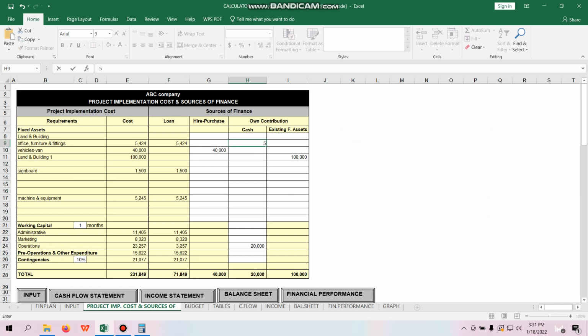Then you put there 5,424, let's say. Therefore, the number of loan here will be decreased. All right, for example, see. Okay, so that one will be paid by the cash.